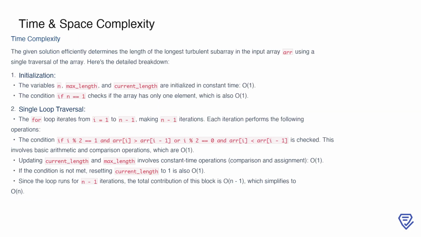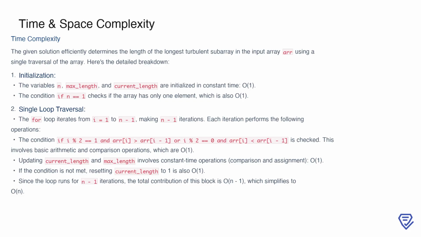O(n). To analyze the time complexity, we start with the initialization of variables. We define n as the length of the input array, and max_length and current_length to track the results. These initializations are constant time operations, O(1), as they don't depend on the size of the input. Next, there's a check for whether the array has only one element. This conditional check is also O(1). The main work happens inside the single traversal of the array, which uses a for loop running from index 1 to n-1.